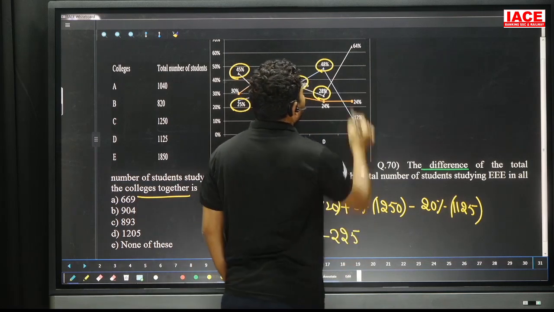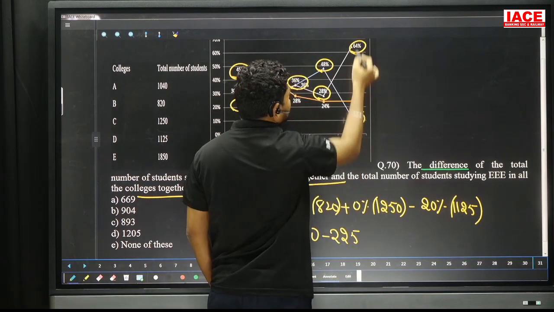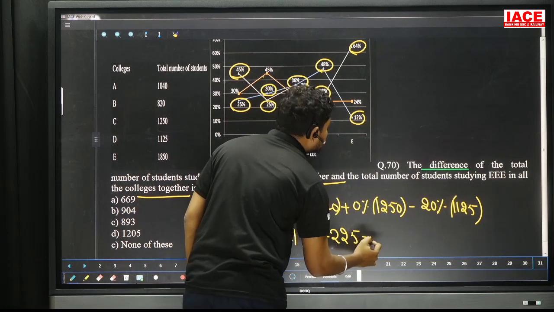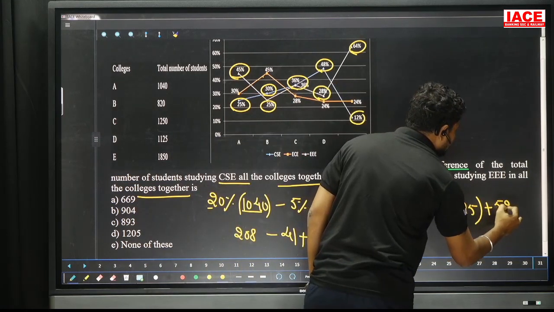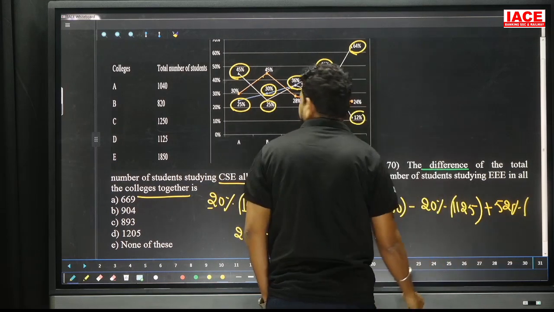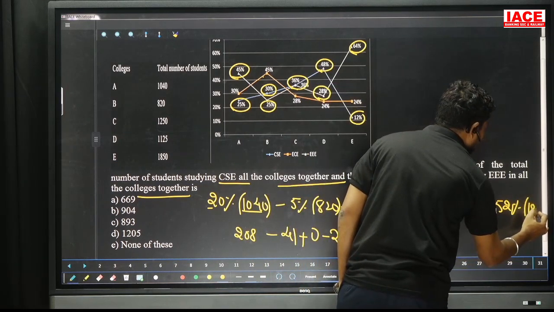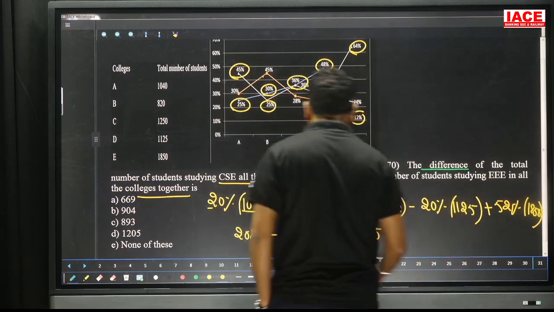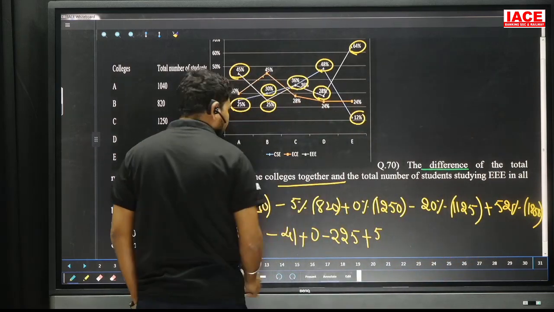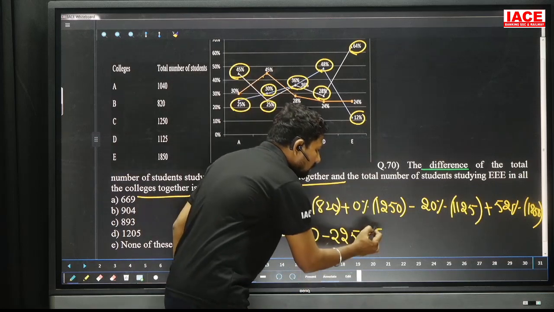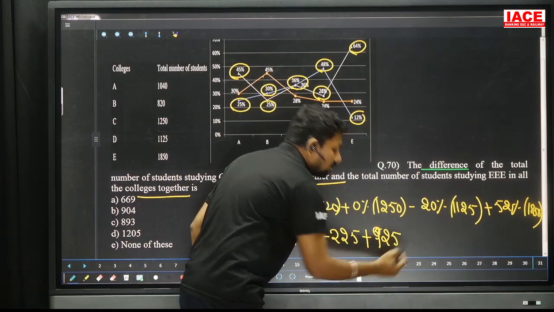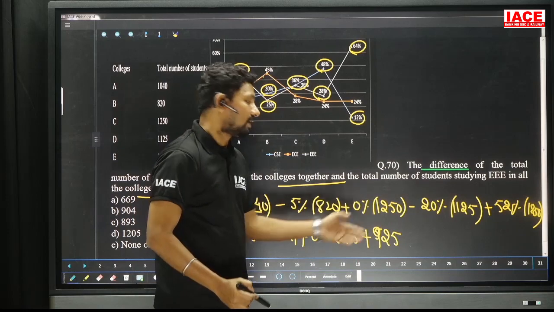And final value here 64% and 12%. 64% minus 12% is equal to 52%. 52% required. 52% of the last college is 1850. So 50% of 1850 is 925. 1850, 800 half value 900, 50 half value 25.